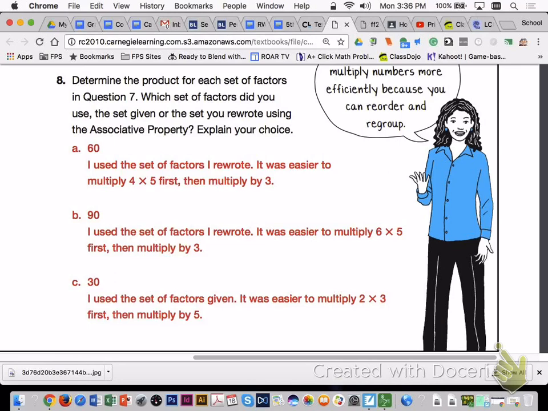And for letter C, your product is 30. You could have used the set of factors that you were given. It would have been easier to multiply 2 times 3 first, then multiply by 5.